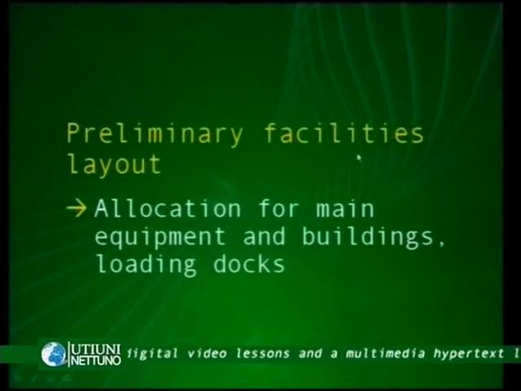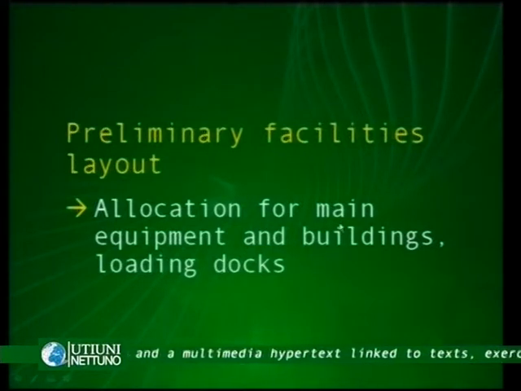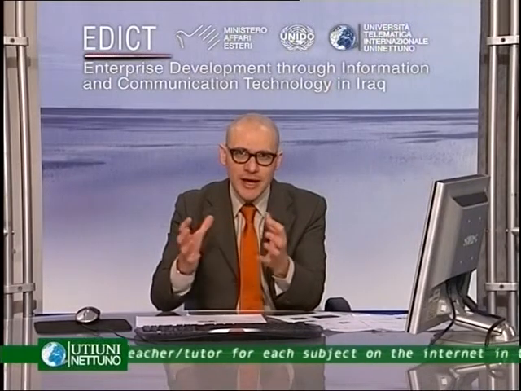The preliminary facilities layout has to do with allocation for main equipment and buildings and the loading docks. So basically, we're dealing with three phases of operations, which are the production, the shipping, and the receiving of materials. So the layout of the buildings is influenced by these three main operations. So considering the layout of the plant, we could organize and speed up or be constrained by structural elements when it comes to the combination of raw materials into a formula for obtaining the product. So loading docks, for example, are crucial for receiving raw materials and for shipping final products.